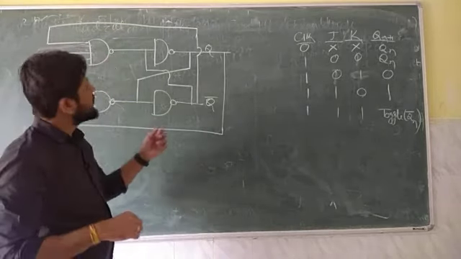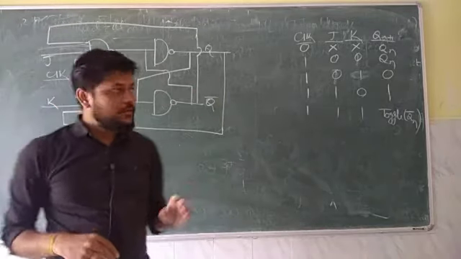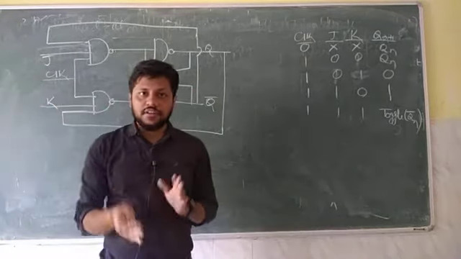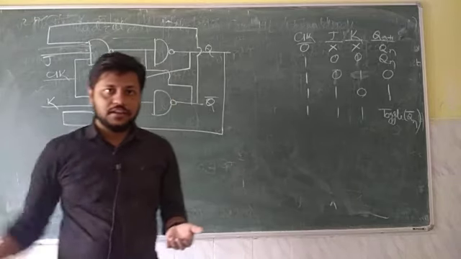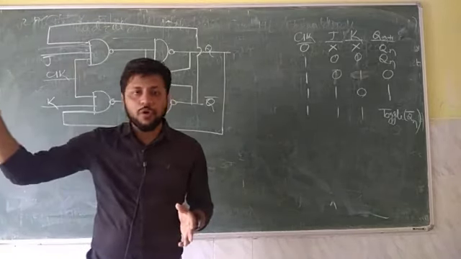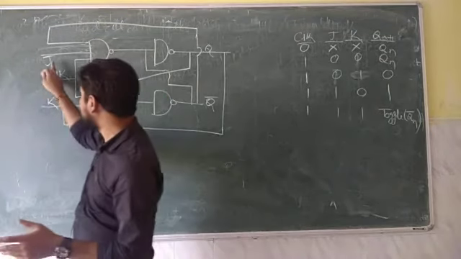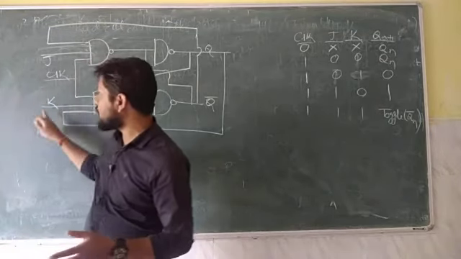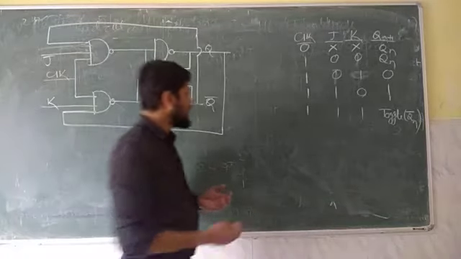Excitation means we have given Qn and Qn plus 1. That means your present state is given and the next state is given. Excitation means input. You need to find J and K. If your present state and next state are known, you need to determine J and K, and J and K is nothing but your input. And in order to find that input, we need the excitation table.